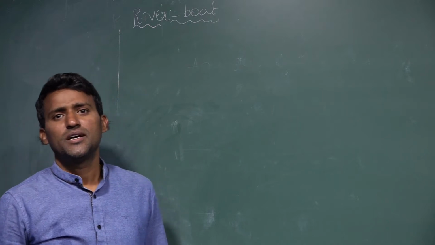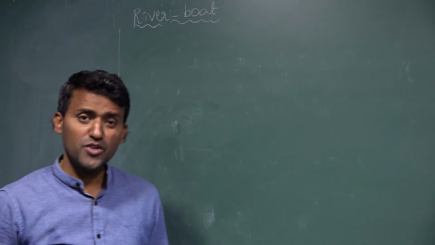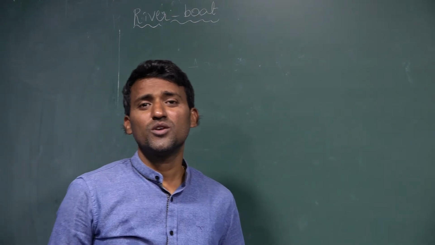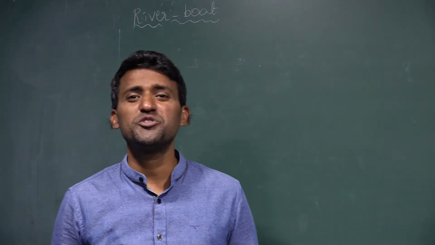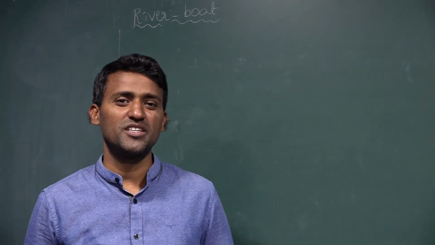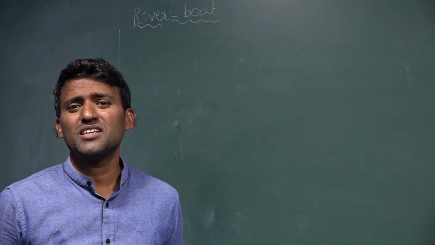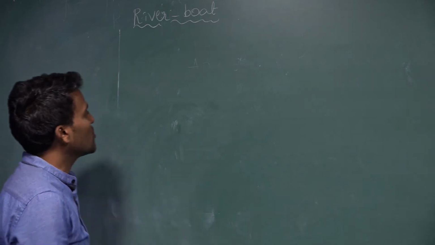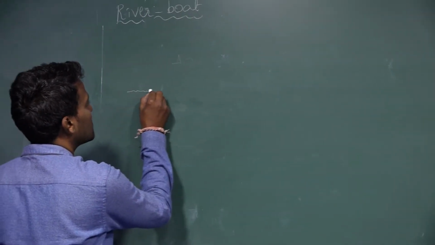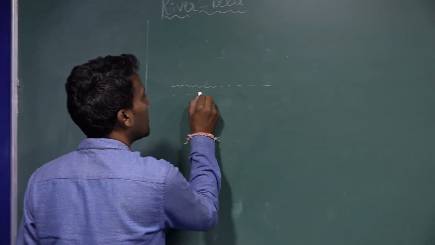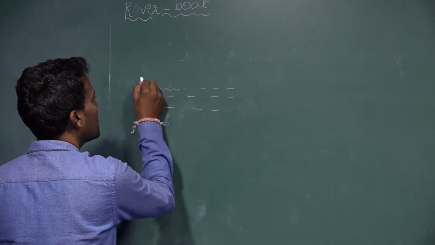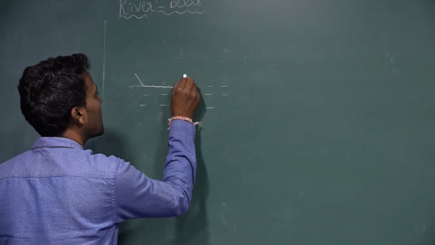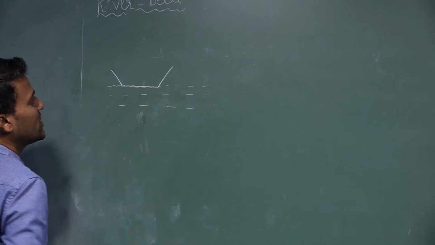River boat concept. When we take the river boat, we have to discuss upstream and downstream. Majorly, first, we have to know what upstream is and what downstream is. This is water, I am just taking it as water. On the water surface, one boat is going like this. This is one boat.